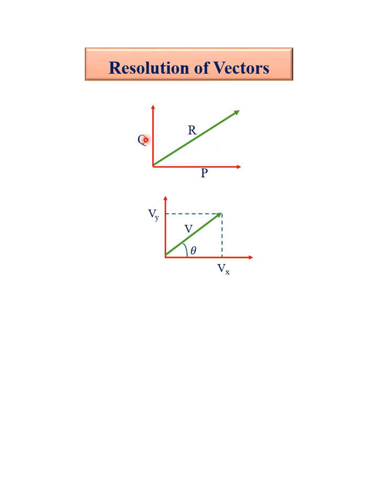While two vectors are combined or composed into a single vector, a single vector can be resolved into its vertical and horizontal components. Now, let us check what the horizontal and vertical components will be in this case.